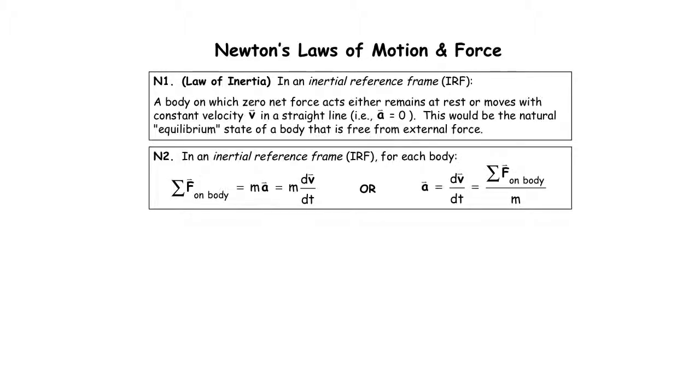Okay, here's Newton's second law. We're going to get more complicated. In an inertial reference frame, for every body, every object in the system, it could be all of us, it could be a desk, a chair, all of the things, the sum of all forces acting on that one object is equal to the mass of the object times its acceleration. This one you've heard about.